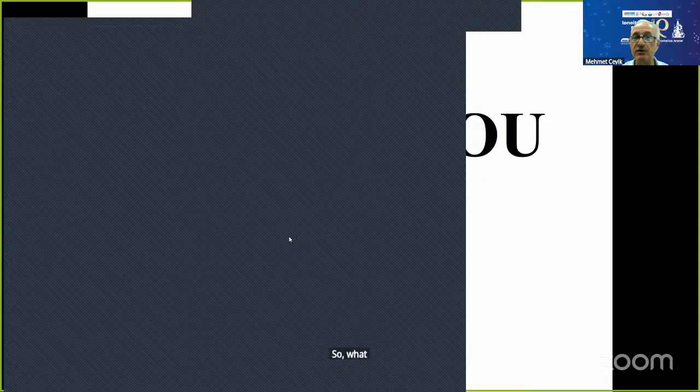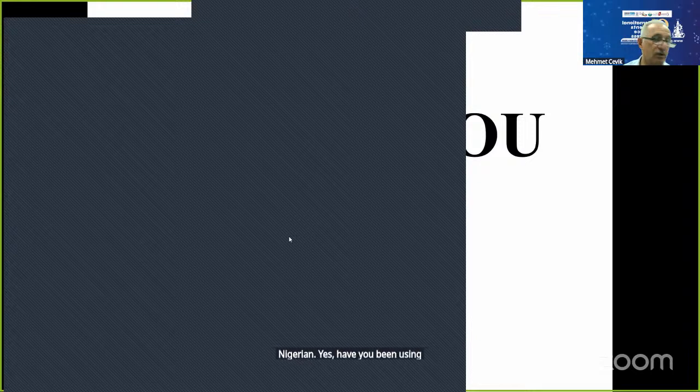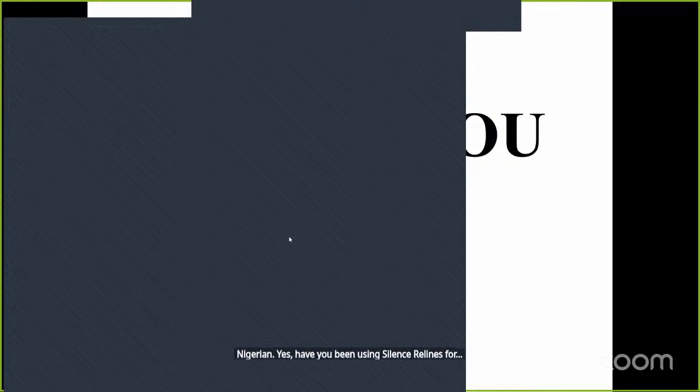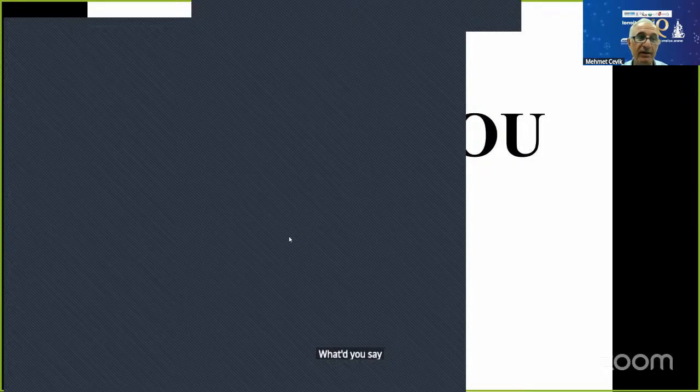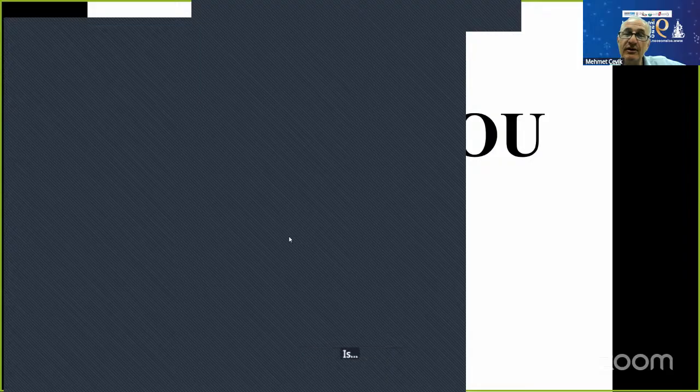Salisu, what is the origin of this plant, neem? Is it African or English? Nigeria. From Nigeria. Have you been using neem leaves for centuries, for many years? Yes. Okay. Thank you. Any other questions?